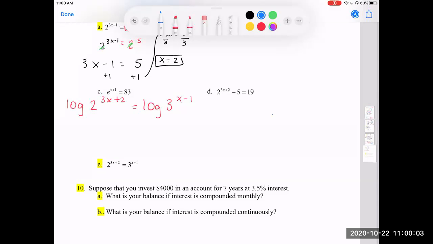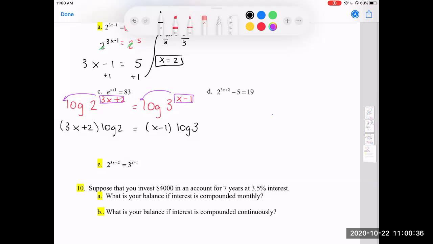Now, why did we take the log? Well, according to our third property, I can go ahead and take that exponent and bring it forward, right? Just like I used it the other way around, where I had that leading coefficient and I rewrote it as an exponent. So that we have 3x plus 2 of log of 2 equals x minus 1 of log of 3. And that's how we can go around.